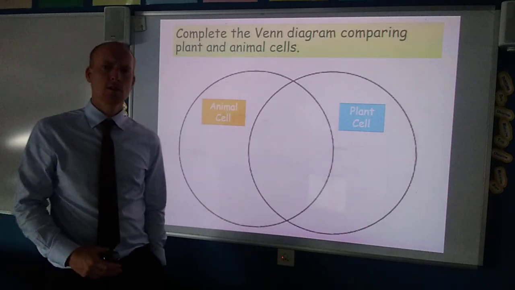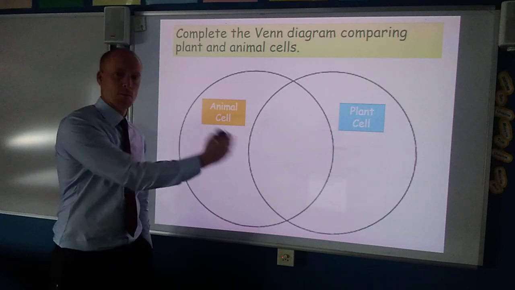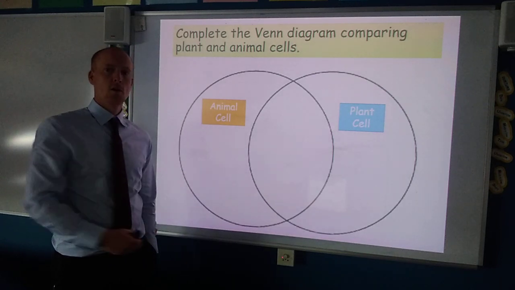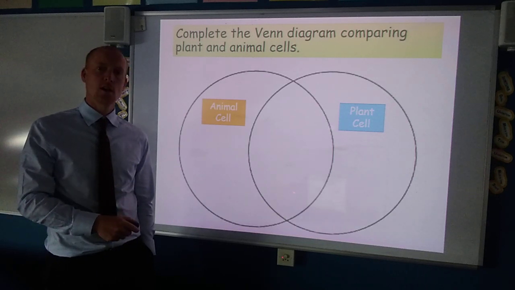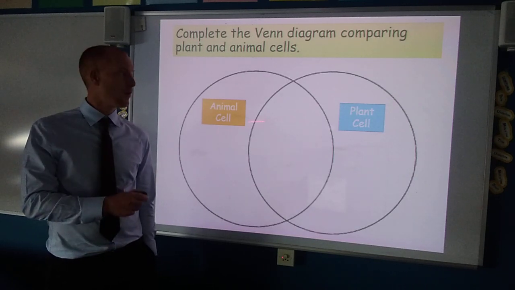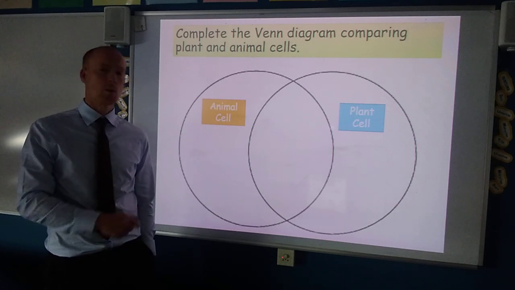So again now, you need to work out which of these components are just found in animal cells, just found in plant cells, or the ones that are in both. So again, draw this little drawing now of a Venn diagram, and in this space here, you're going to put the ones that are shared by both of them. In this space here, just in plant, and in this space here, just in animal.